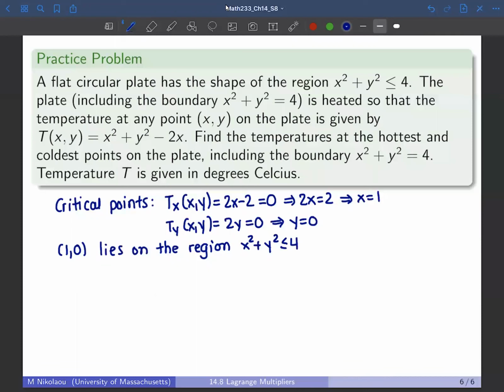Therefore, we can find the temperature at that point (1, 0), which is equal to 1 squared plus 0 squared minus 2 times 1. So this is equal to 1 minus 2, which is equal to negative 1. So the temperature at the point (1, 0) is equal to negative 1, in degrees Celsius.